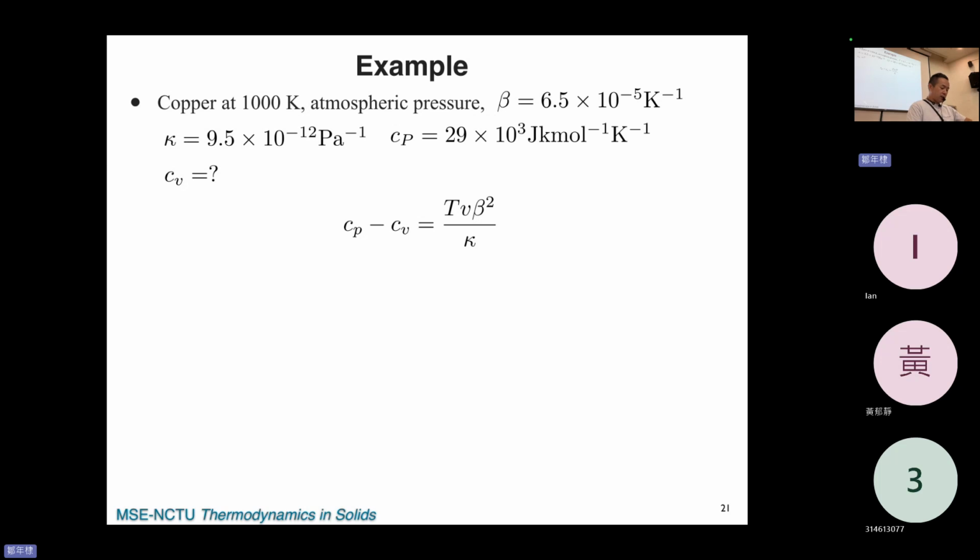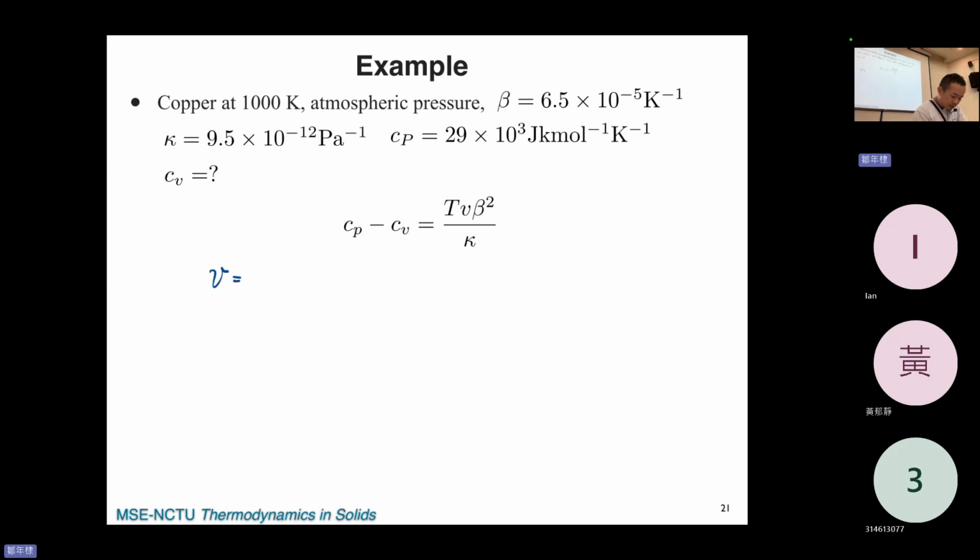All right, so example, an easy example. If you have copper at 1000 K, atmospheric pressure, well, it's normal, right? And beta equals blah, blah, blah, kappa, CP, and what is CV? Okay, again, we know that CP minus CV is this one. I mean, this example is very realistic and practical, because you know how to measure beta, measure kappa, and measure CP. It is difficult to measure CV. Okay, so that's really a practical problem.